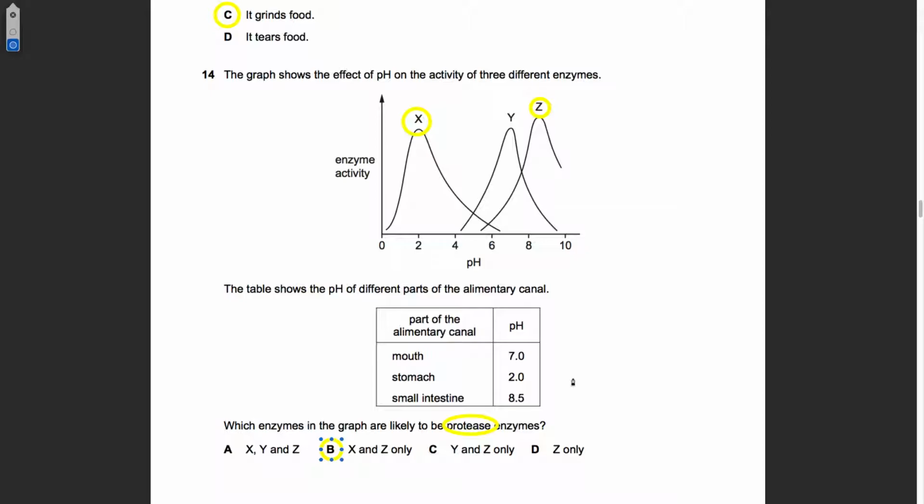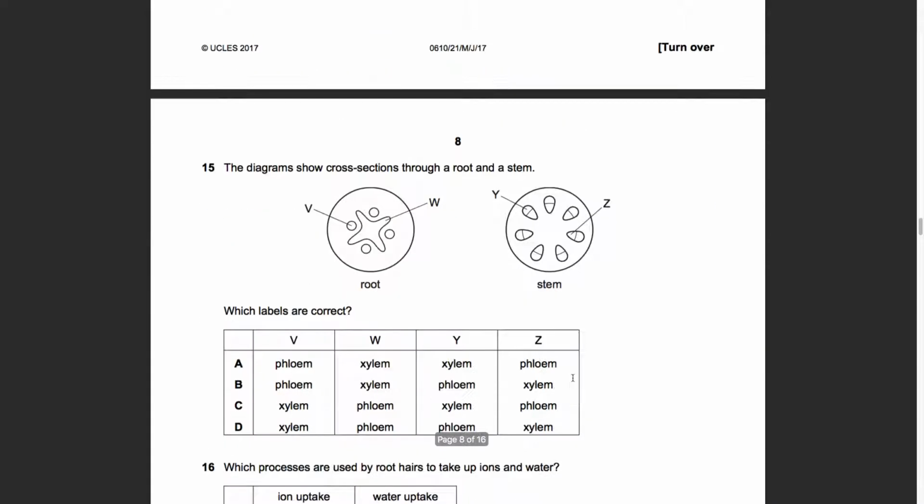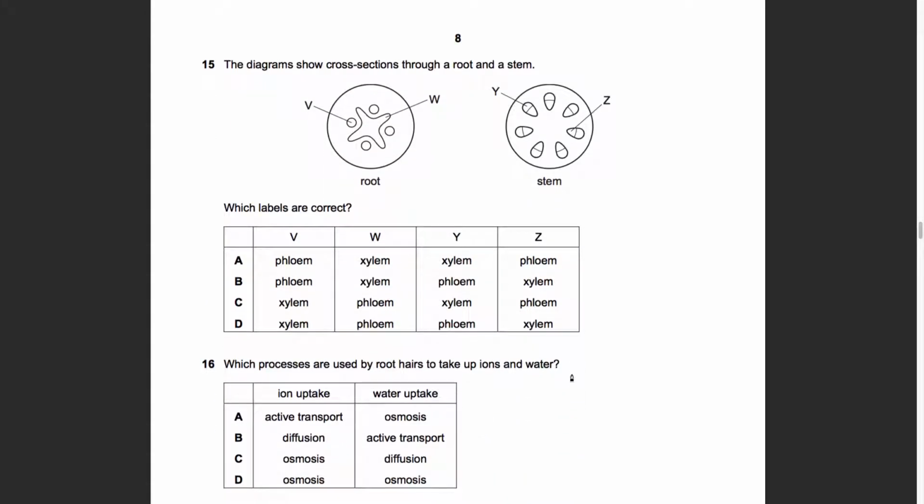Okay, we're on to question 15. Right, we've got a section through a root, so we're back to plants again, and the section through the stem, and we're just looking for the arrangement of xylem and phloem, really. Xylem, I always remember, X marks the spot right in the centre, so W is definitely xylem.